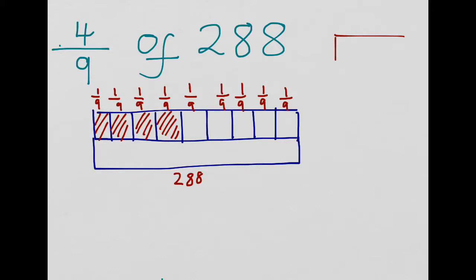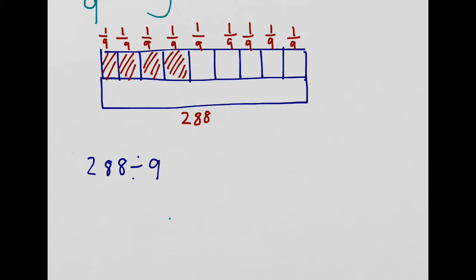So for the next stage, you're going to need to do 288 divided by 9. Why am I dividing it by 9? Because I always find 1/9 first. How much does one of these squares equal? That's what I start by doing. And this is where I'm going to need my bus stop division. So I'm going to do my bus stop division now. And I'm going to do 288 divided by 9, which I write like that.